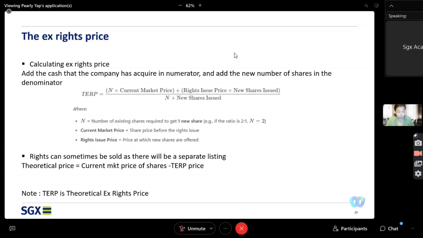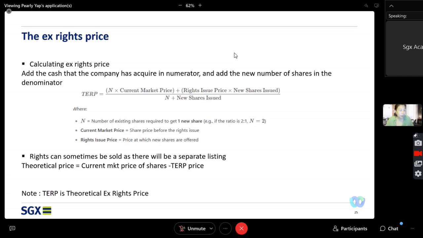Now, the theoretical X price: the money that goes in is the rights issue price multiplied by new shares issued. That's the money that has come into the company. And then this one, N times current market price, that's the existing value of the company before the rights issue. So essentially the concept is the existing business value plus all the money that has come in, divided by the enlarged share cap, the enlarged number of shares.